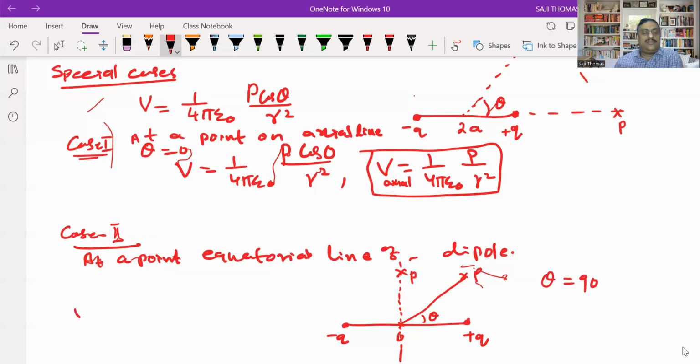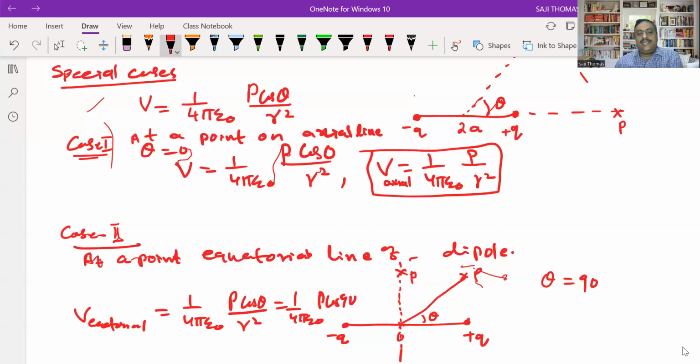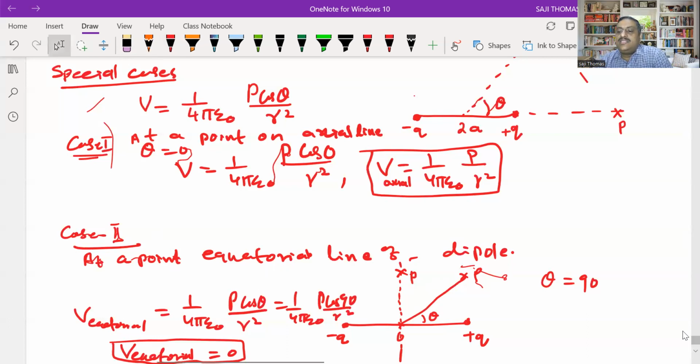So what will be the potential? V equatorial equals 1 by 4 pi epsilon 0 P cos theta by R square. But theta is 90 degree. P cos 90 by R square. So you know what is cos 90? 0. So V equatorial is 0. So remember, electric potential at a point on the equatorial line is 0.